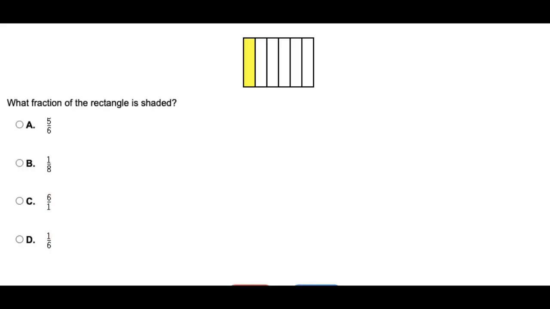What fraction of the rectangle is shaded? So there are 6 in total, and 1 is taken away. So 1 is shaded. 1/6.